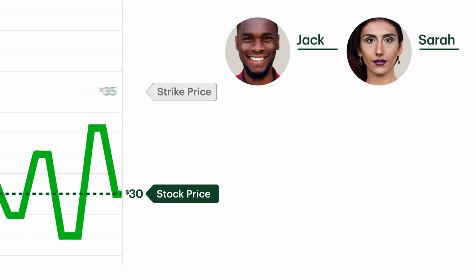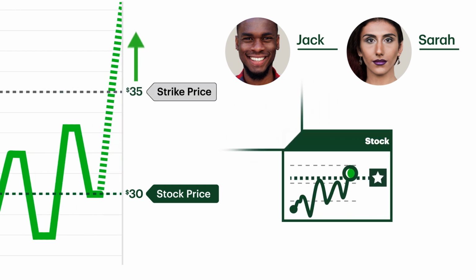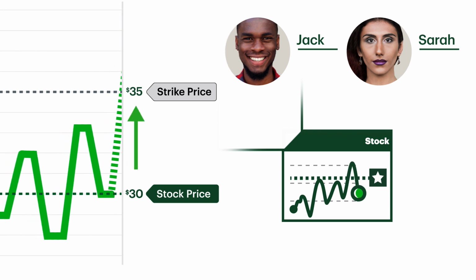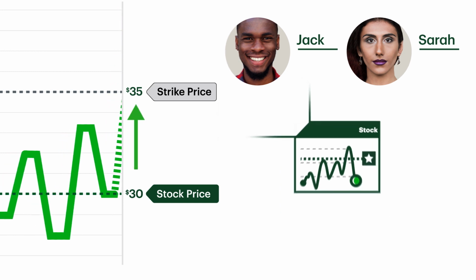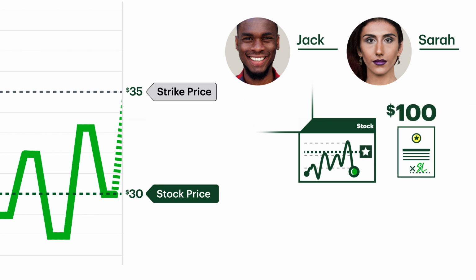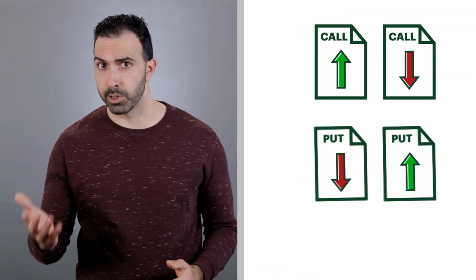In this example, the strike price is $35. In our scenario, Jack wants the company's stock price to go as high above $35 as possible in the next 2 months in order to maximize his profit potential. Sarah hopes the stock price stays below $35 so she can keep the premium she received with no other consequences. Options contracts come in two different types: calls and puts.